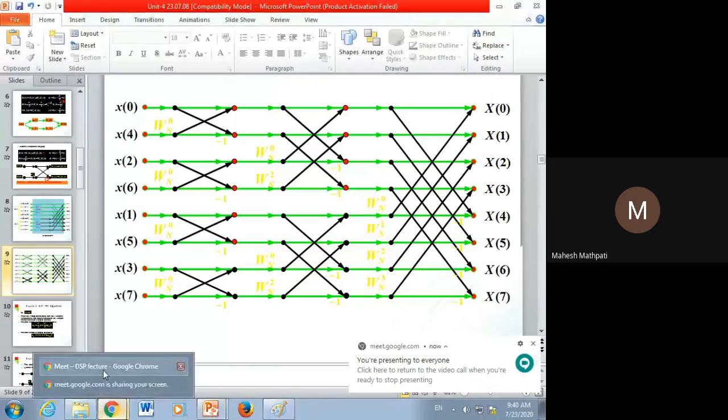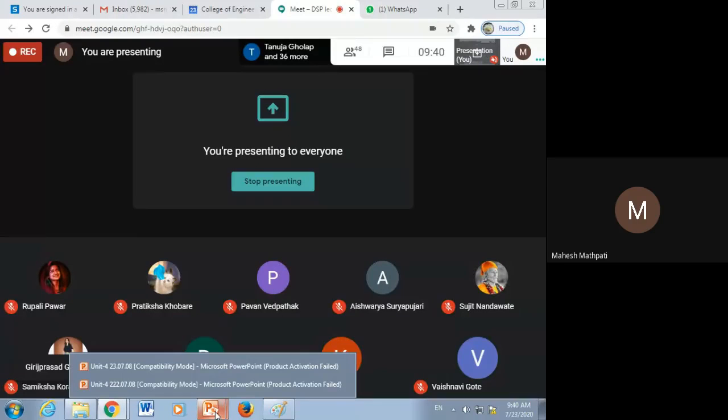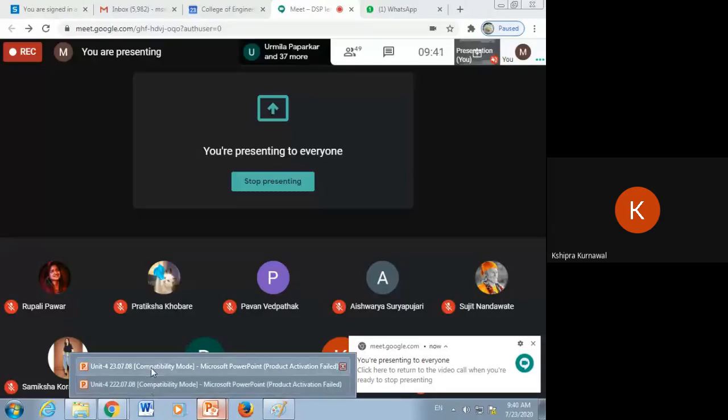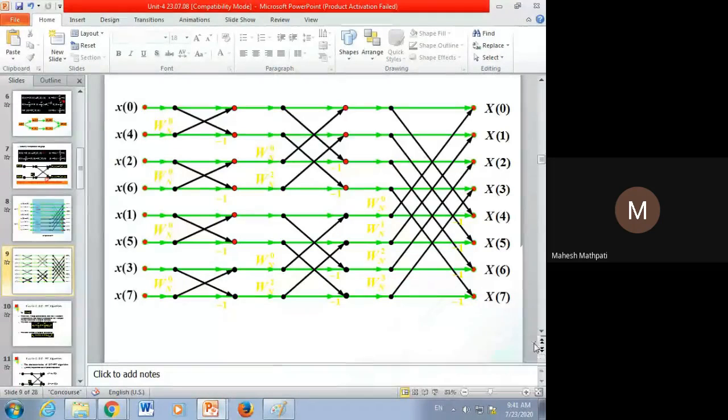Do you see any difficulty in understanding the diagram? No, sir. Have you finished taking this diagram? Yes, sir. What about others? Please give others also a response. Yes, sir, completed.